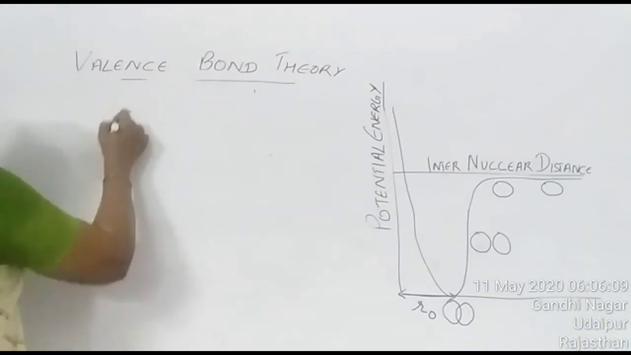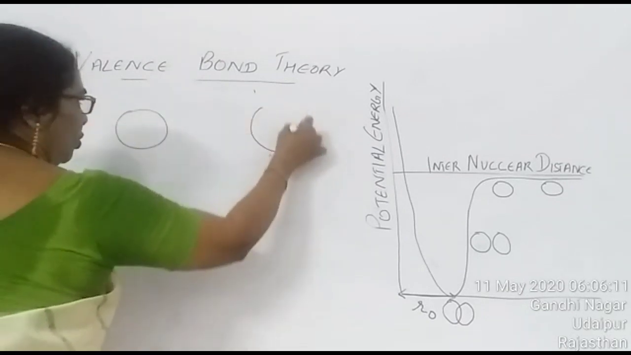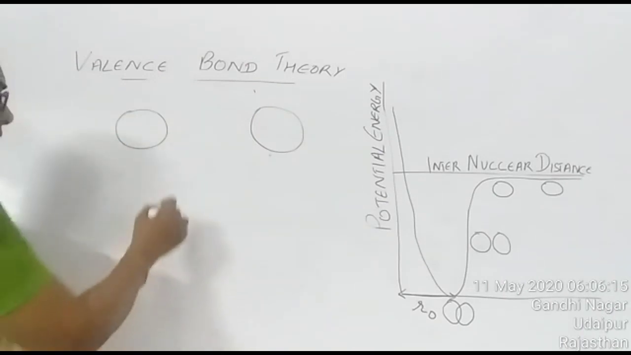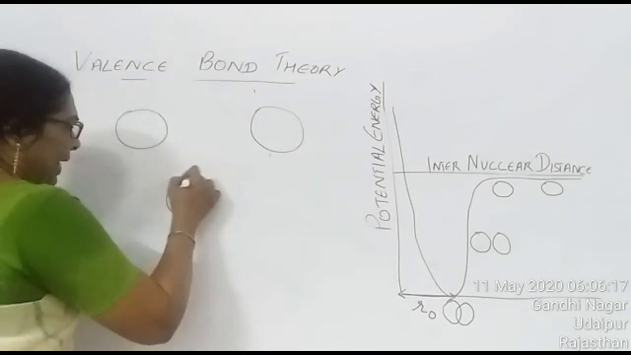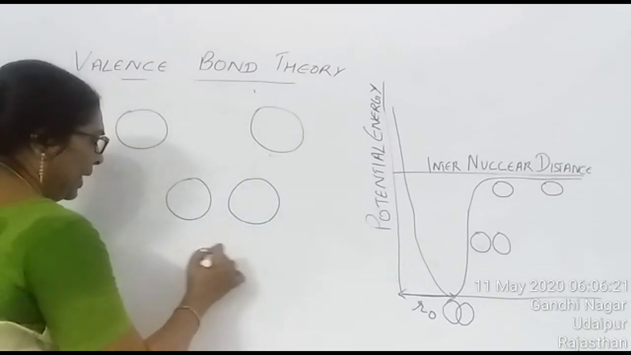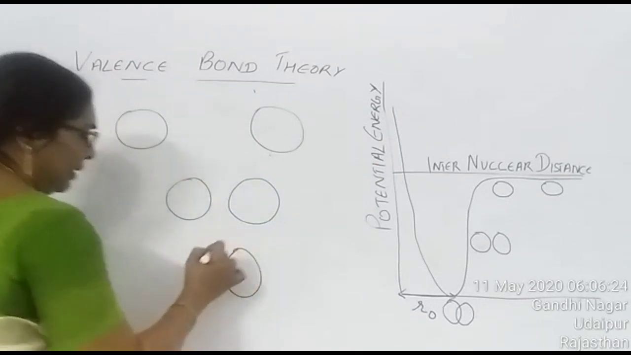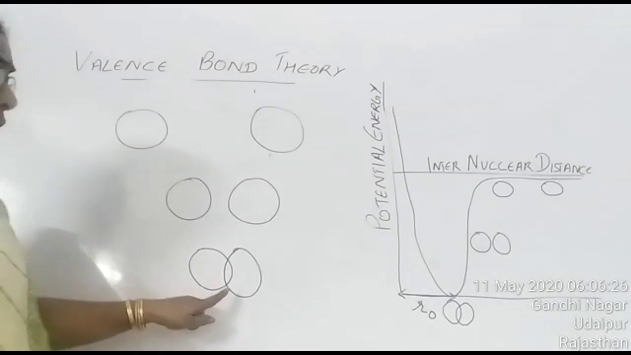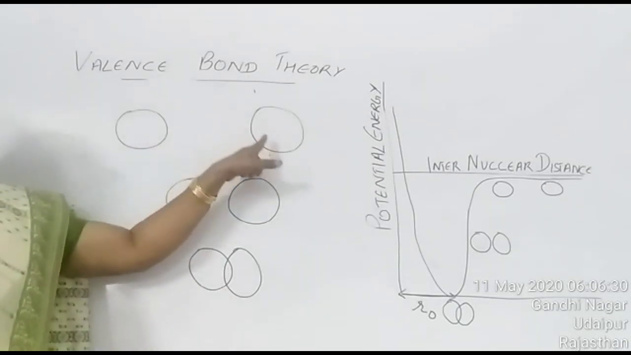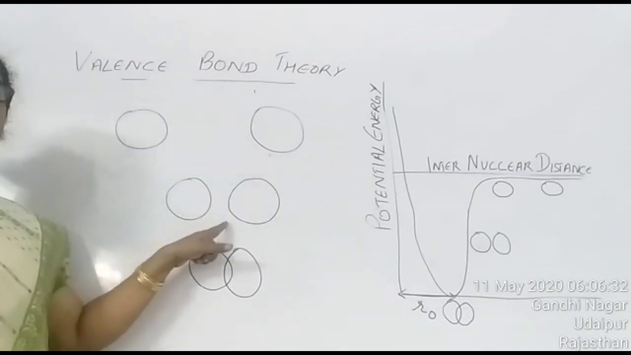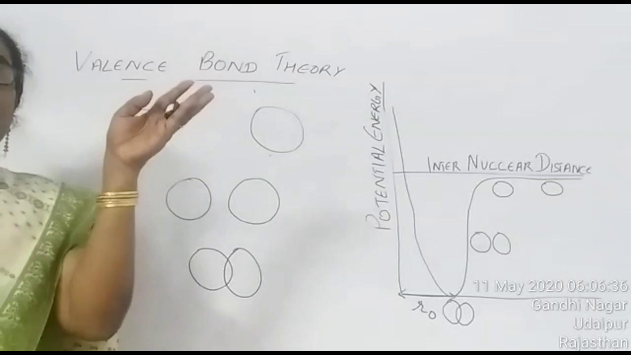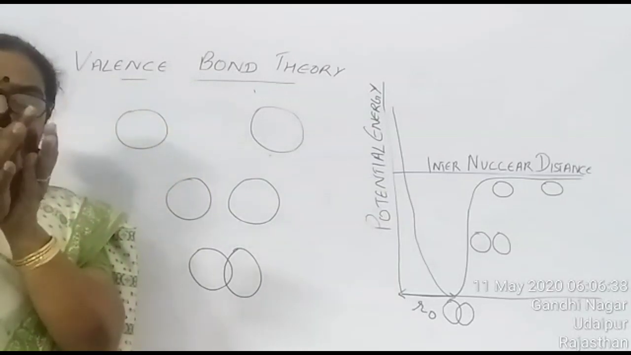So what happens if you just consider these two hydrogen atoms? Since the magnitude of attractive force is stronger, they will be approaching each other, coming close to each other, and finally they will overlap to form a molecule. Is it clear? The magnitude of attractive force is stronger than the magnitude of repulsive force, so it tends to bring the atoms together.